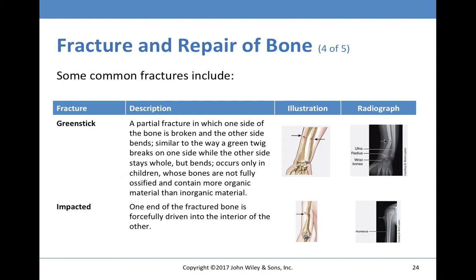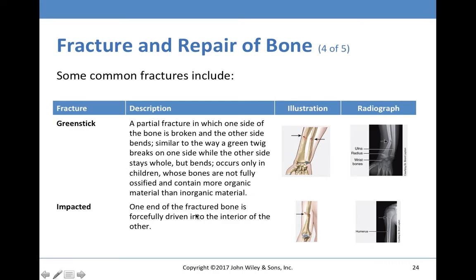Now, a green stick fracture is going to be a special type of fracture. It's only one side of the bone is broken. So I think it's best seen here in this radiograph, where it begins to break in one side, but it doesn't break through and through like our compound fracture did. And so it got its name because if you think about like a little green twig, it breaks in a similar way, bends on one side but stays whole on the other. So this can only occur in children whose bones have not fully ossified and they have more organic than inorganic material. So special type of fracture only occurs in children.